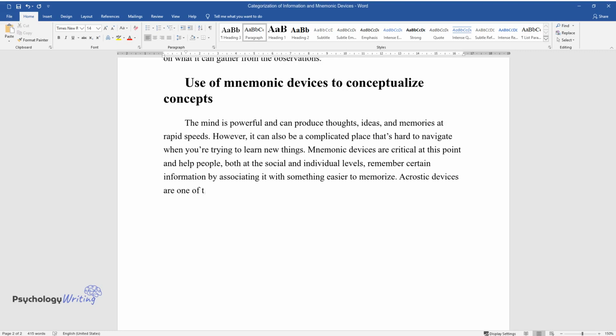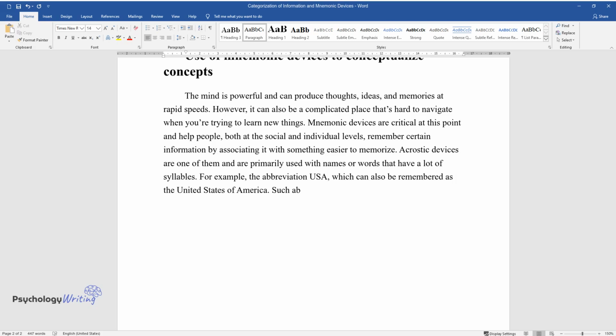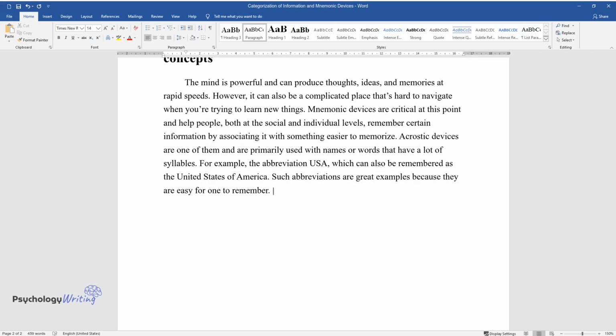Acrostic devices are one of them and are primarily used with names or words that have a lot of syllables. For example, the abbreviation USA, which can also be remembered as the United States of America. Such abbreviations are great examples because they are easy for one to remember.